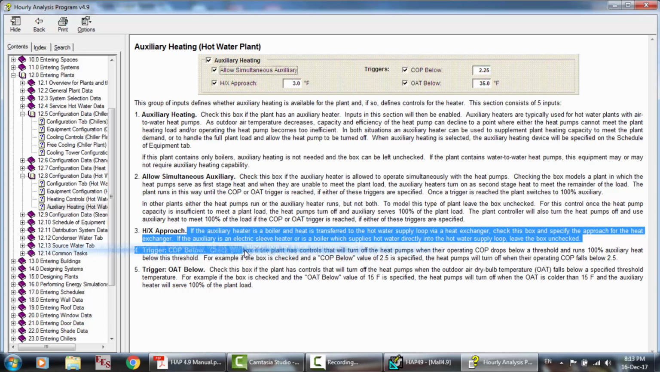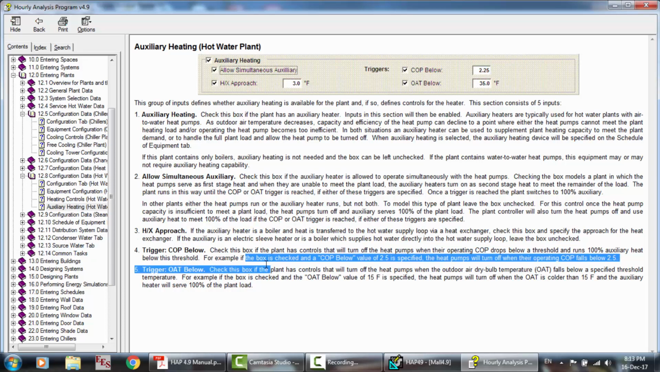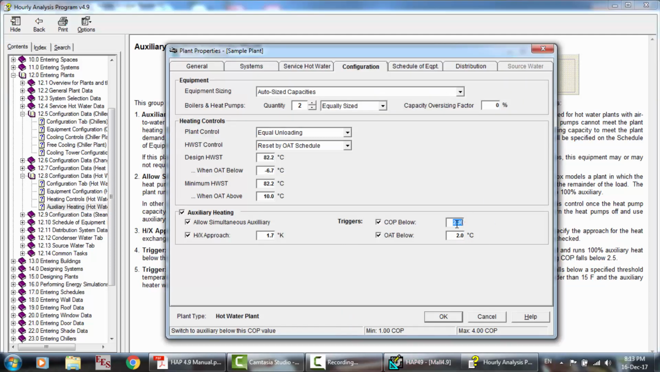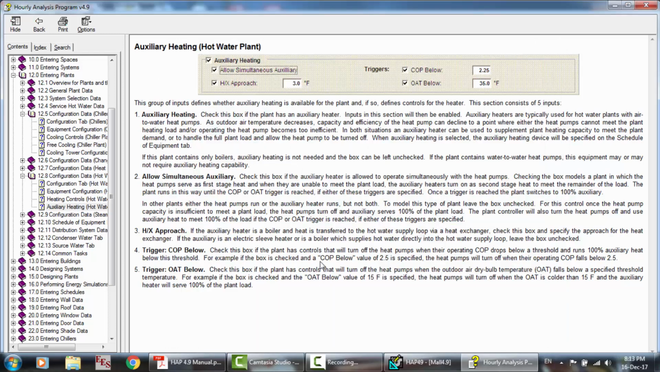Check this box if the plant has controls that will turn off the heat pumps when their operating COP drops below a threshold and runs 100% auxiliary heat below this threshold. For example, the box is checked and COP below 2.5, like this. Okay, what does this mean? In below value 2.5, specified, the heat pumps will turn off when their operating COP falls below 2.5.